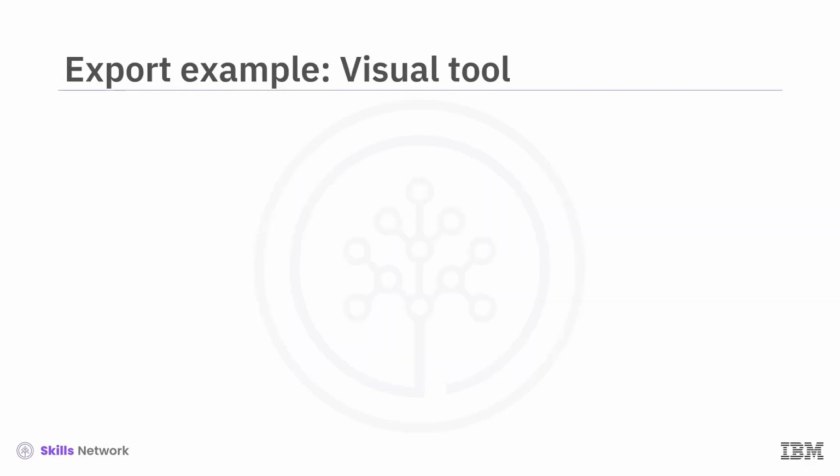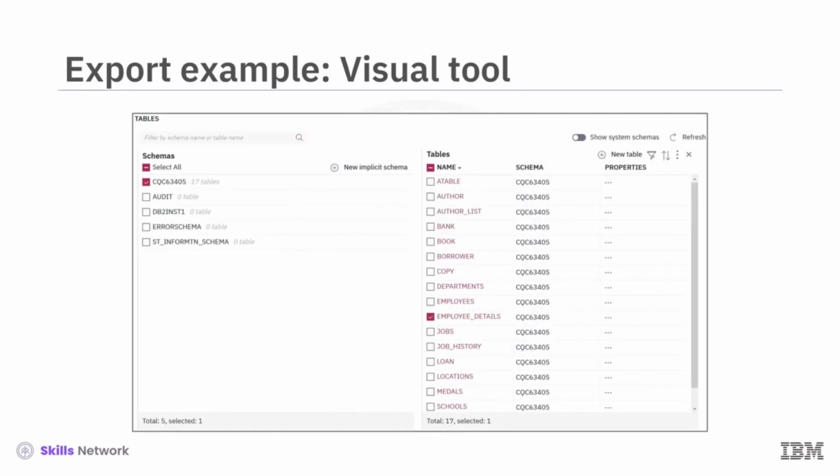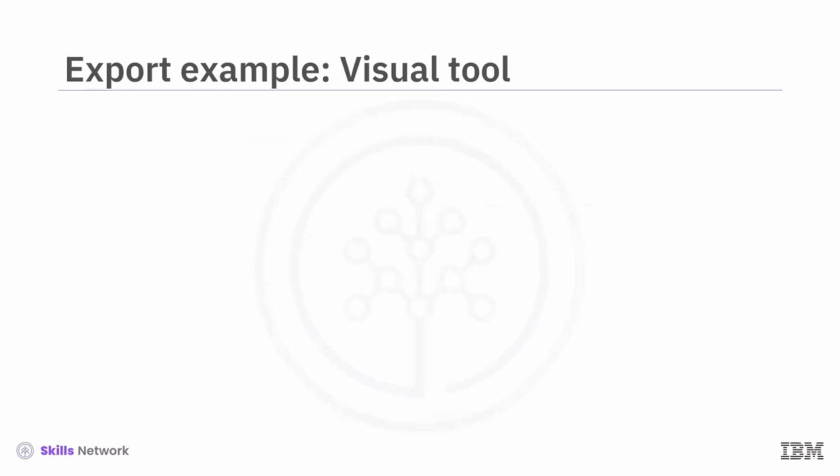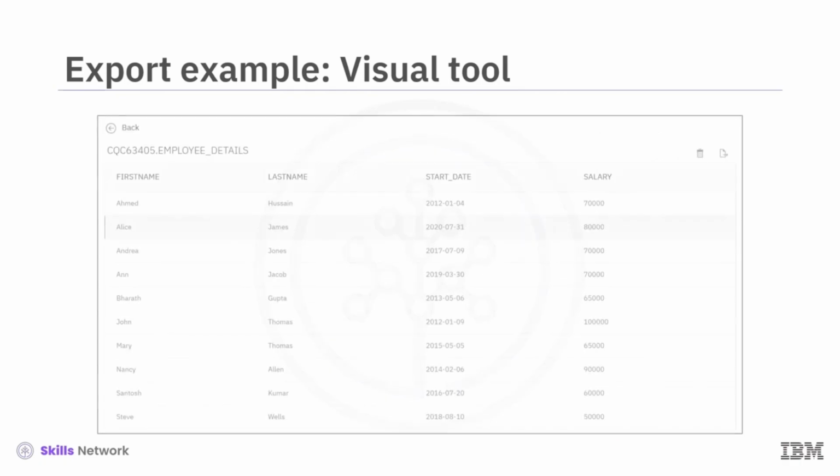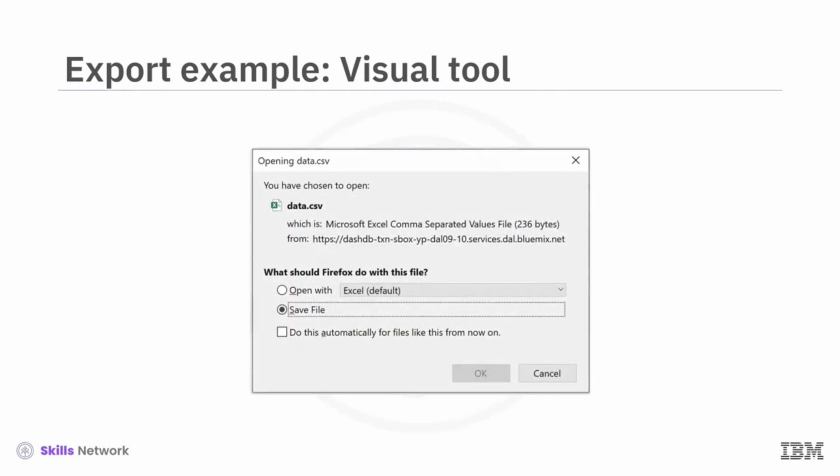The DB2 for Cloud Web Console includes a visual interface that allows you to export the results of any table or query and save it as a CSV file. In your schema, select the table you want to export, then click View Data, select the Export button, then click Export to CSV. You can specify a name and location to save the CSV file.